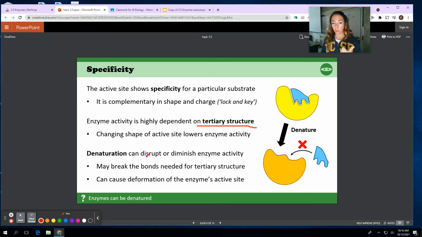It's either going to completely disrupt or diminish enzyme activity, right? Those two things.